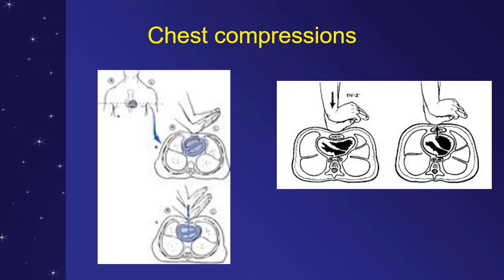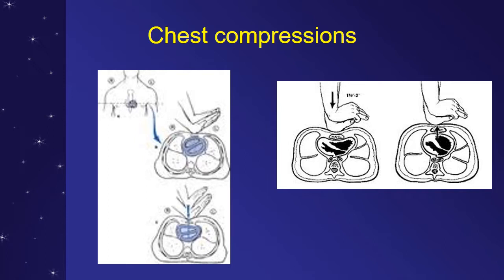Okay, now have a look at these diagrams. Both diagrams show chest compressions on a cross section of the chest. On either side, you have a cross section of lungs, and on the top front you have the heart, and above that is the sternum, and at the bottom is the vertebral column.